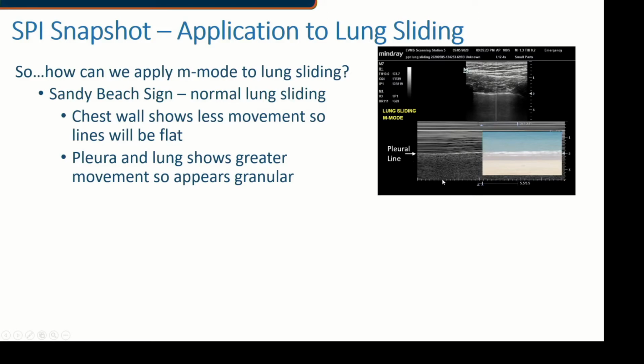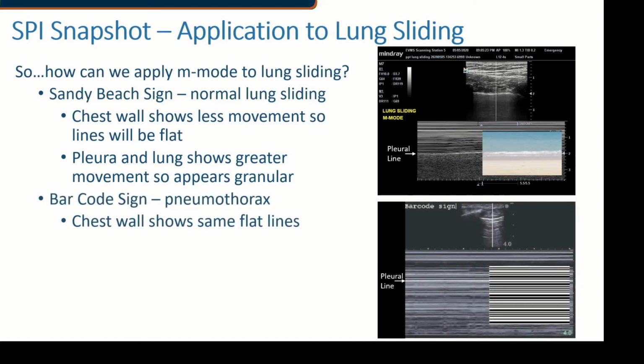So when you see this image, and in some machines that sandy beach might be a little brighter, or the echo a little brighter within it, but on our machines, the Mindray M7, this is a typical appearance of the sandy beach. And you can see as that line hits the pleura, it creates a similar line across your graph, and then as it hits the air and all the artifact that comes with it, we get that nice granular beach scene. So this would be a way to document that there is normal lung sliding.